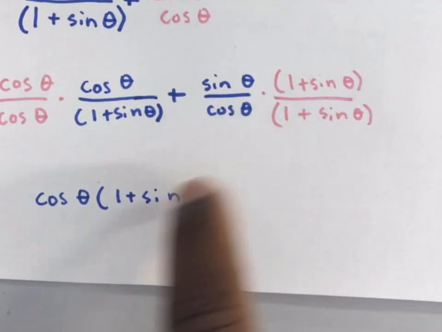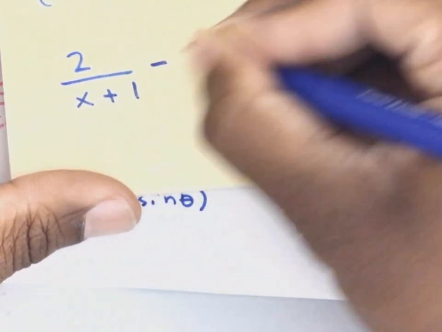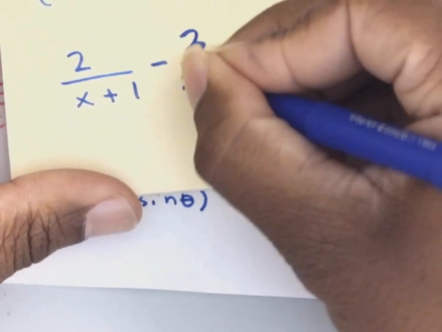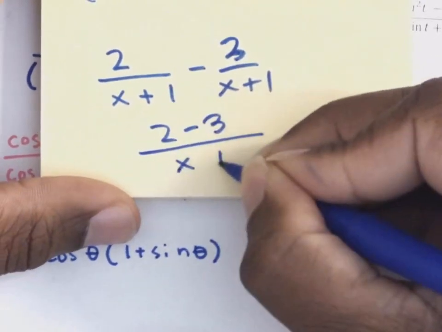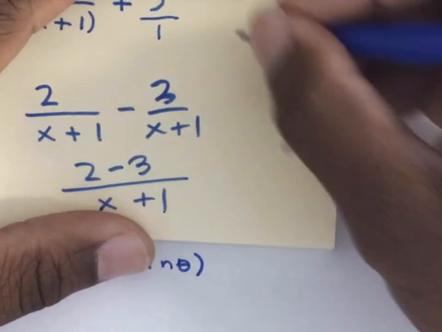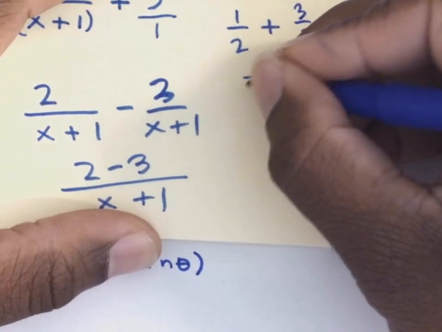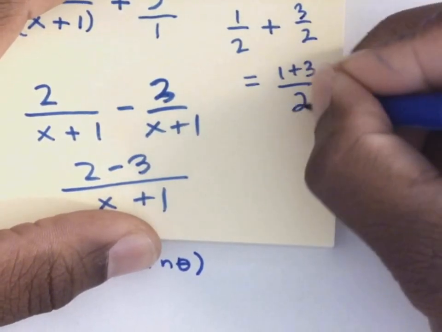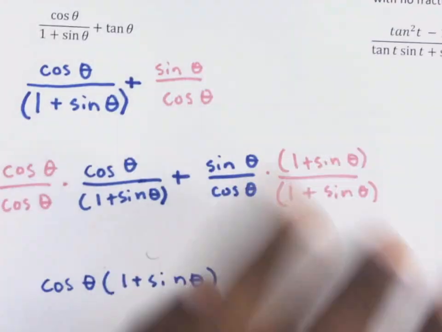Kind of like if I had 2 over x plus 1 minus, I don't know, 3 over x plus 1. I can write this as 2 minus 3 all over x plus 1 because the denominators are the same. That's what we're about to do. Or with numbers, since the denominator is the same, I can just make it one fraction. Does that make sense? So I'll make it one fraction.